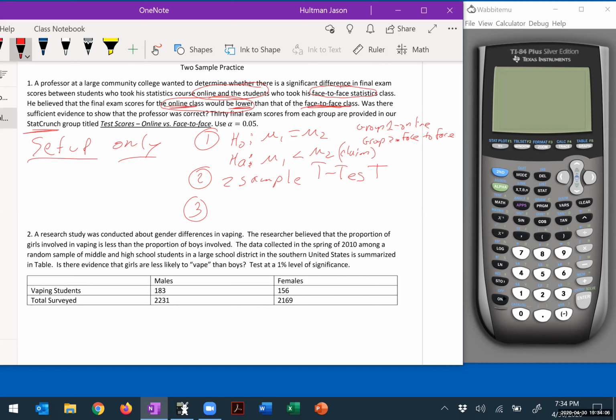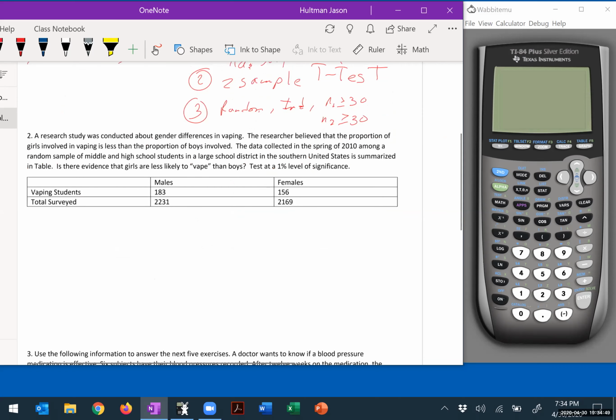Okay, what would be step 3? Here I would have to test whether or not it's random assignment, if it's independent, and if each class was bigger than 30 or not. Is n1 bigger than 30 and n2 bigger than 30? So I would have to test that, and then I could run my stats with the data provided. We don't have the data provided, so we're only going to do the setup on that one.